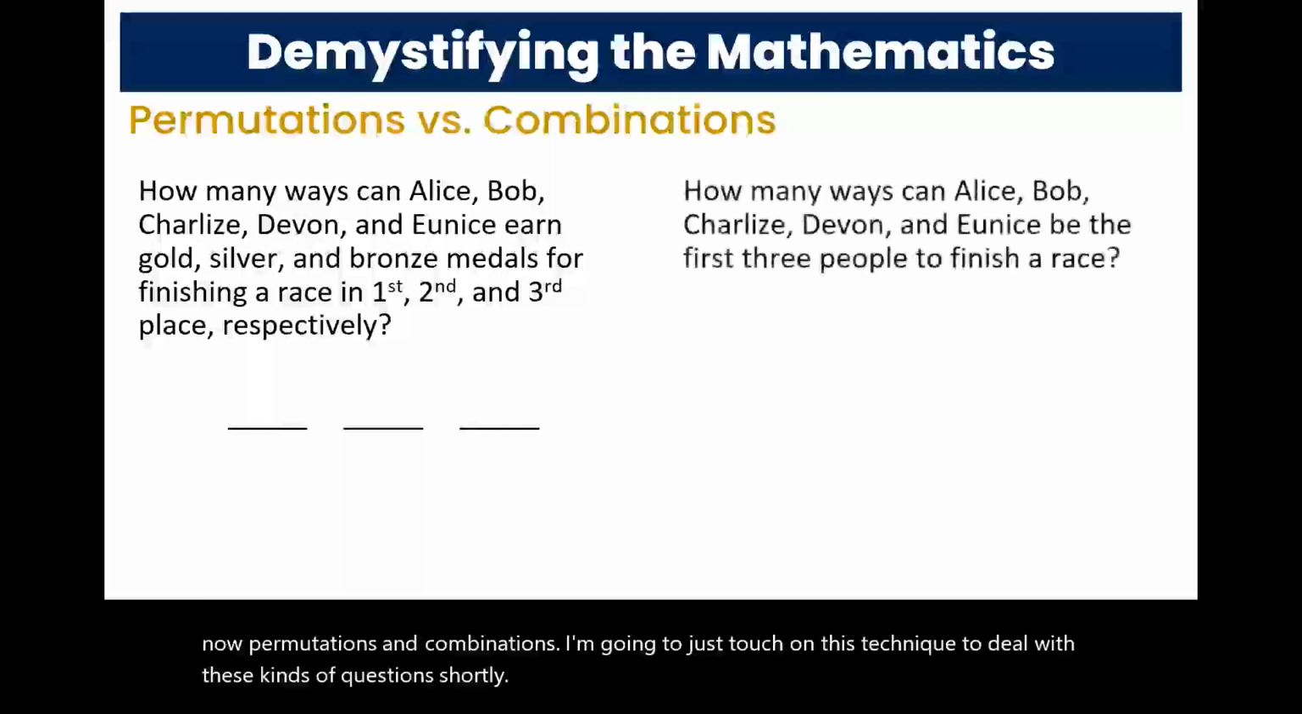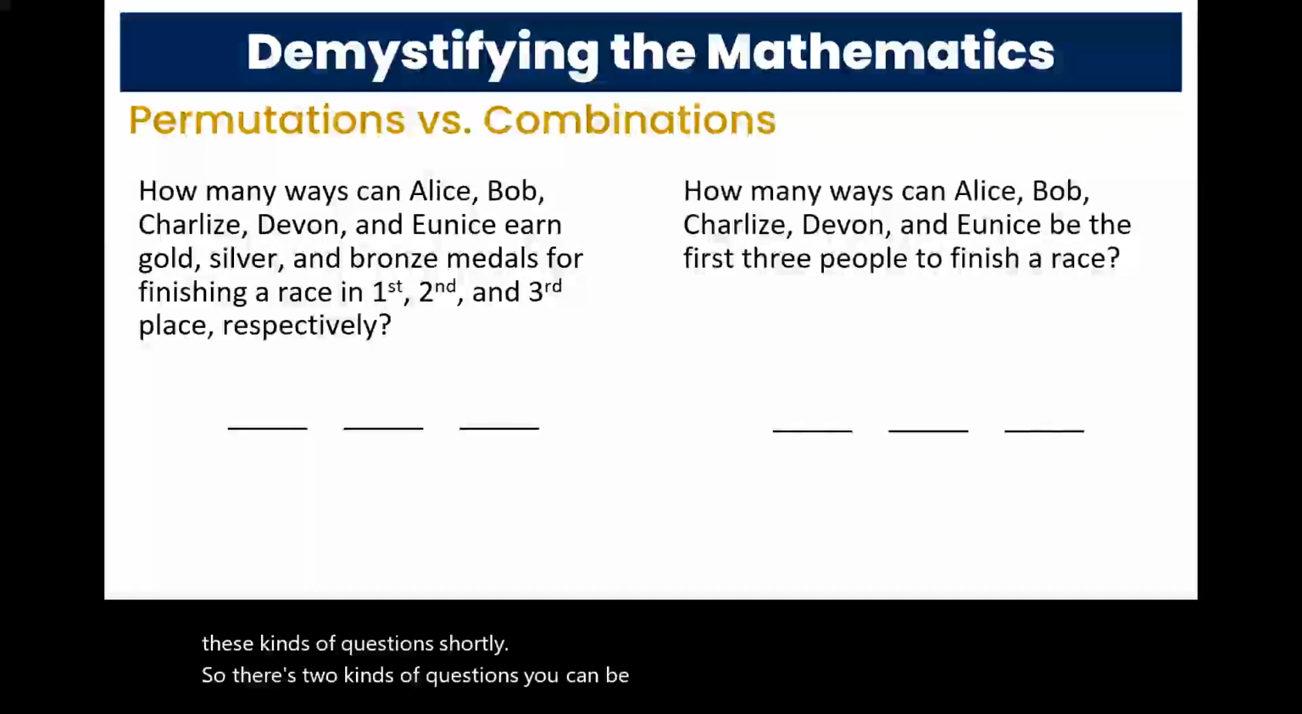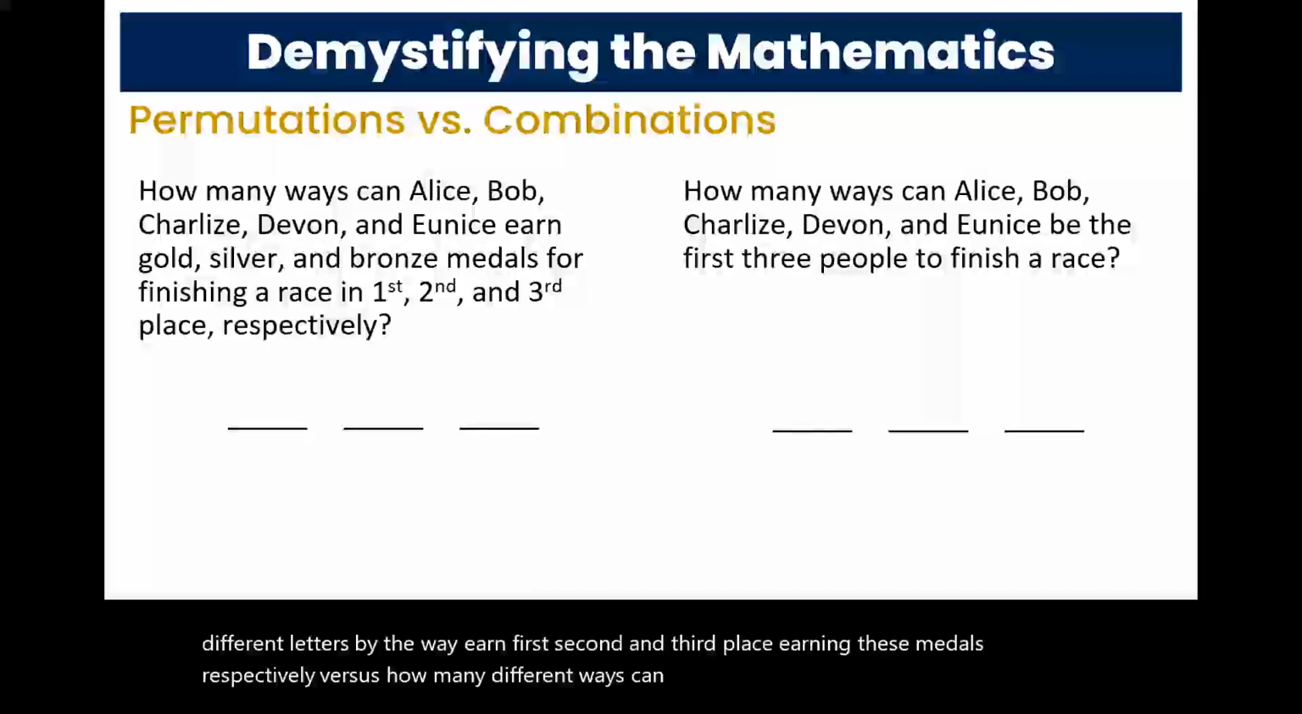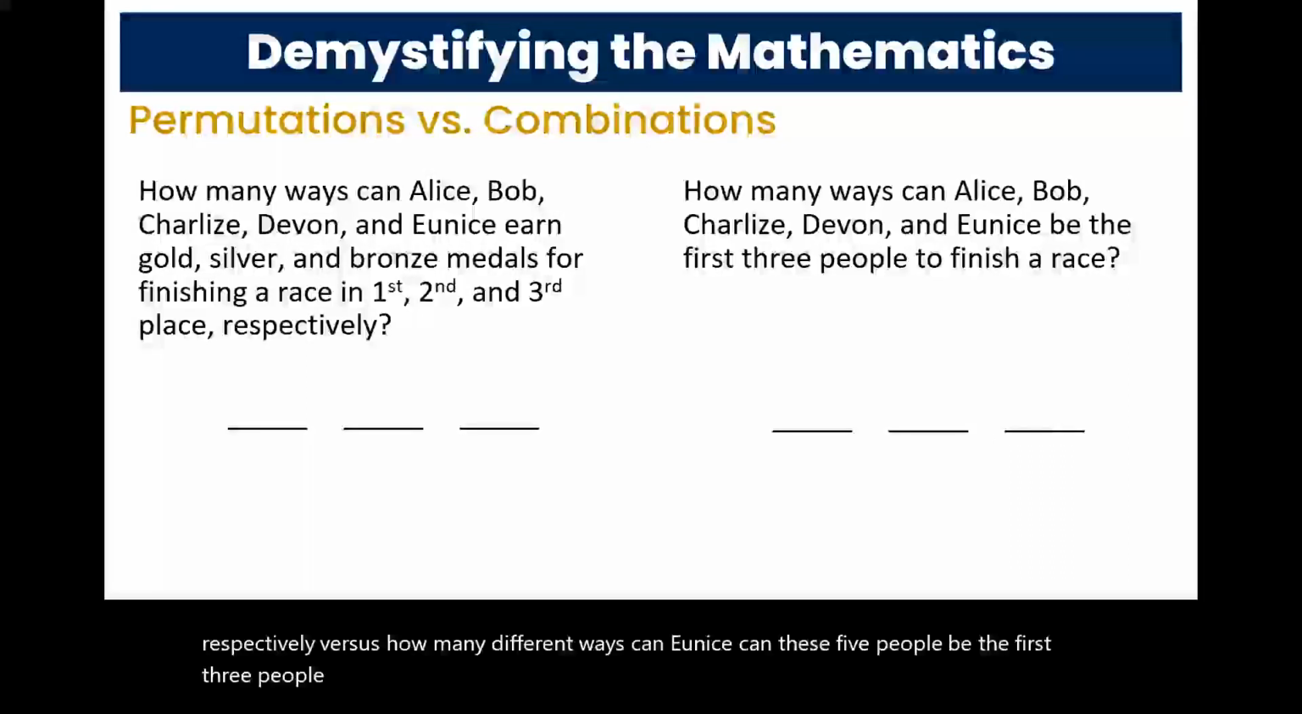So there's 2 kinds of questions you can be asked. How many ways can Alice, Bob, Charlize, Devin and Eunice, 5 people, all starting with different letters, by the way, earn first, second, and third place, earning these medals respectively? Versus how many different ways can these 5 people be the first 3 people to win a race? Are these the same question?